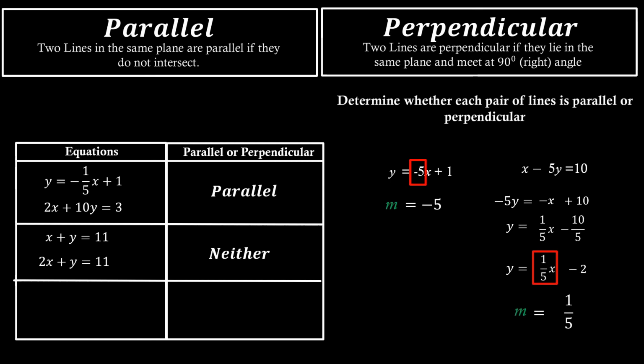Now, since the two slopes are negative reciprocals of each other, the two lines are perpendicular. If we plot the two equations, it would look like this.